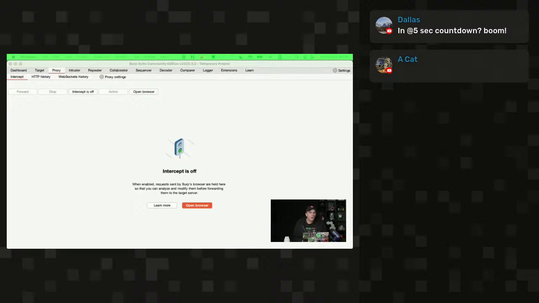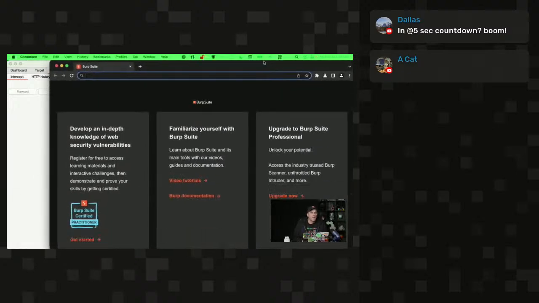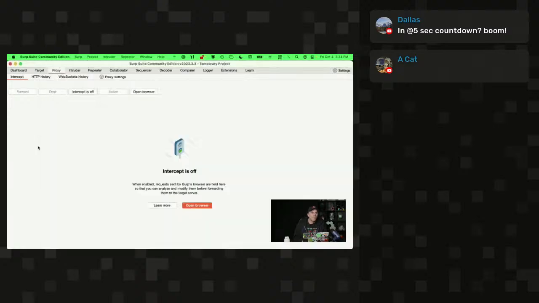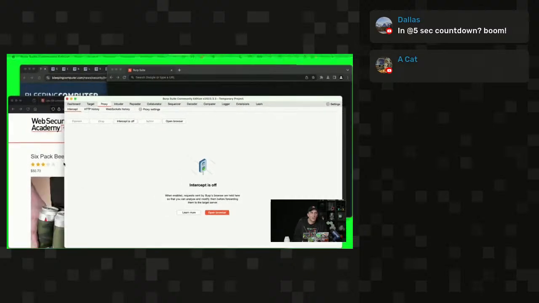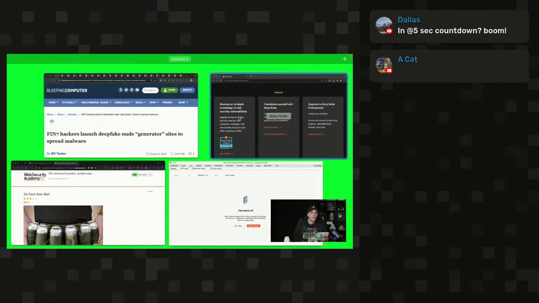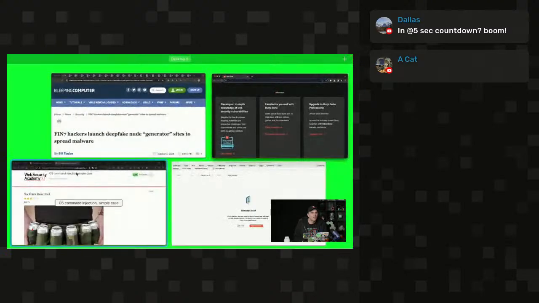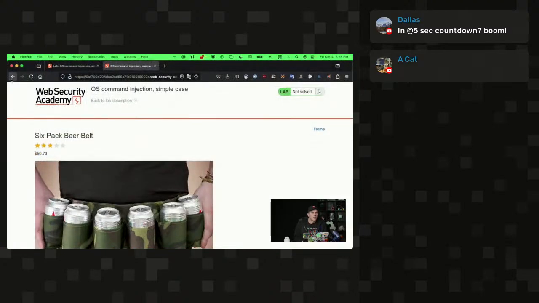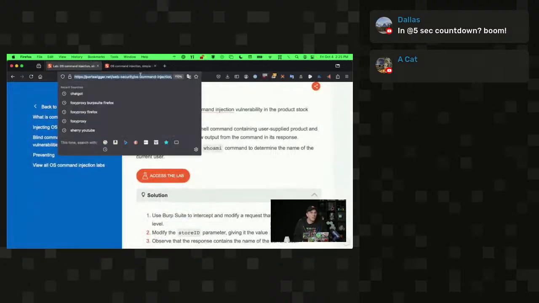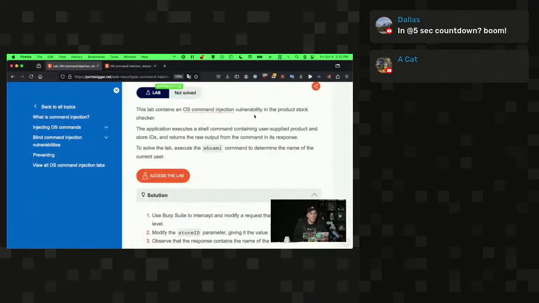All right, we've got the proxy window. And here I can now type in the URL of the lab that I want to do, and everything will be intercepted, and I'll be able to see a list of all the different packets that are flowing through here. So let me go back to my academy. Okay. So I'm going to go to this OS command injection, and I'm going to have to log in, which is lame, but we'll do it.